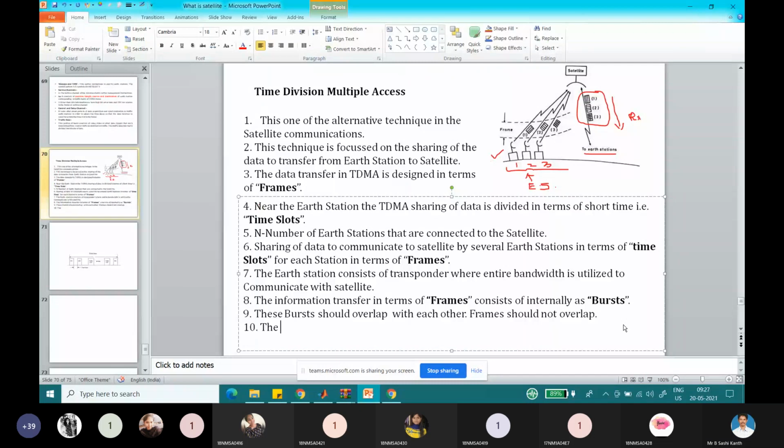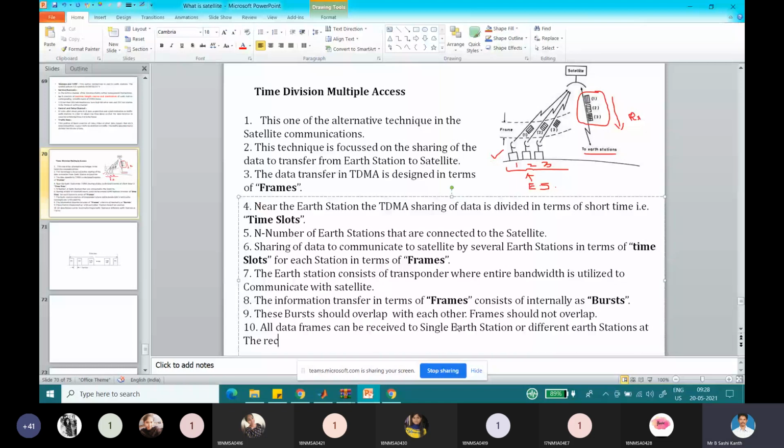Write as: all data frames can be received to a single earth station or different earth stations, at the receiver side. Don't forget that.